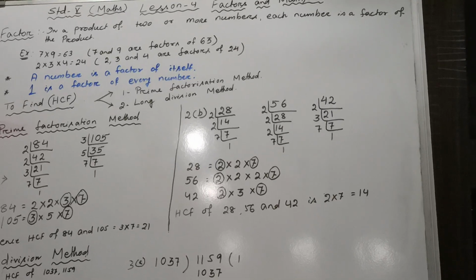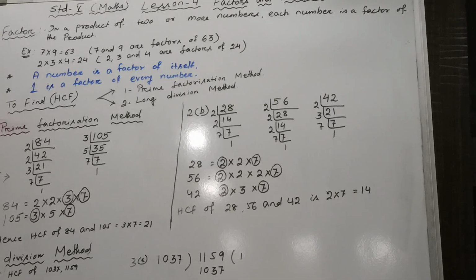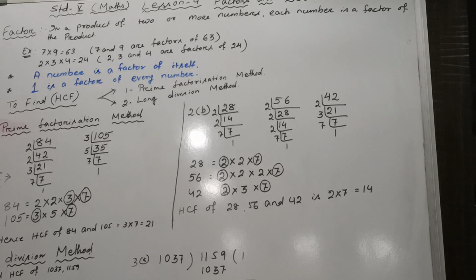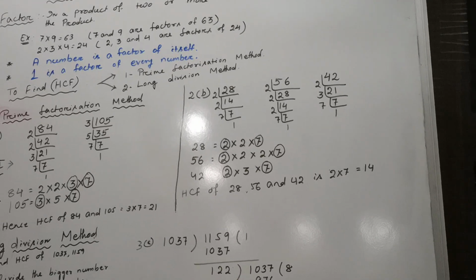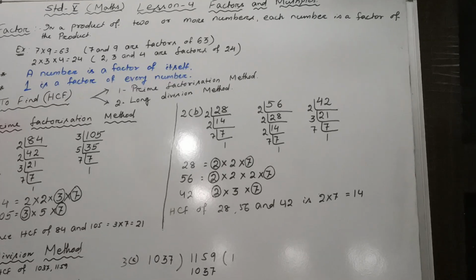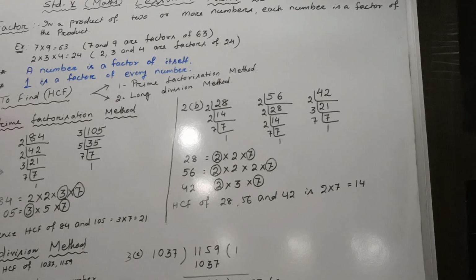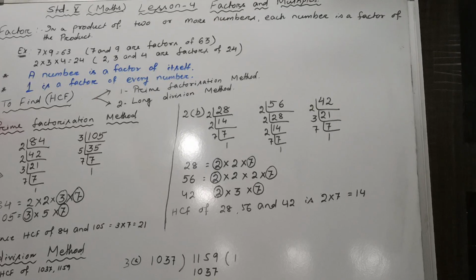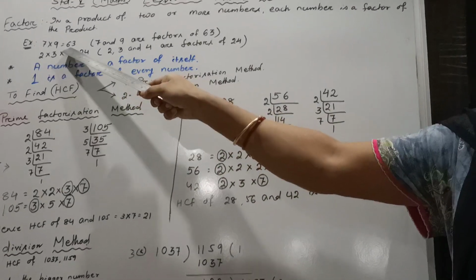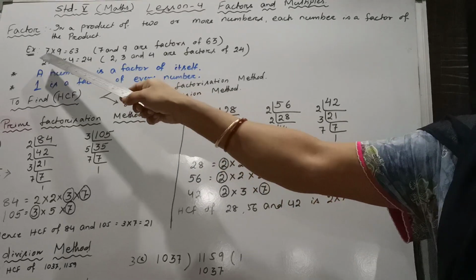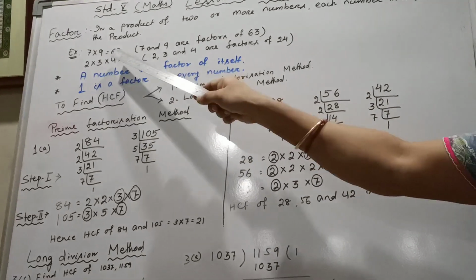Today I am going to discuss lesson 4, factors and multiples. Factor. What is a factor? In a product of two or more numbers, each number is a factor of the product. For example, 7 into 9 equal to 63. Here 7 and 9 are factors of 63.